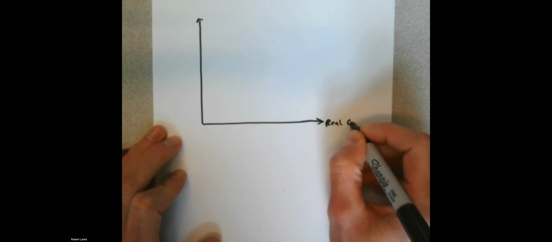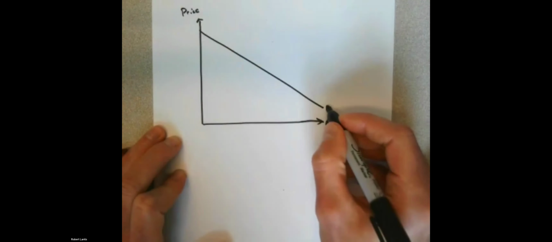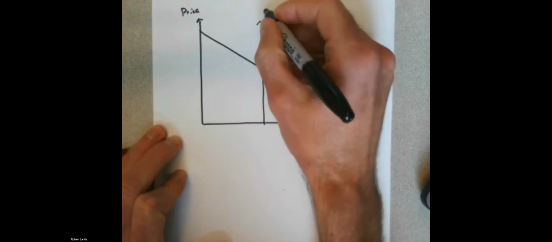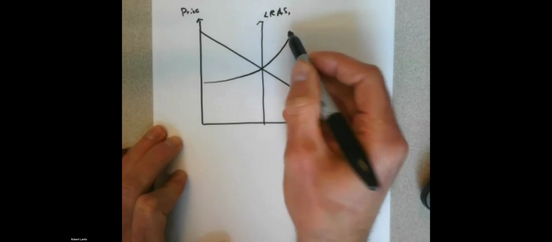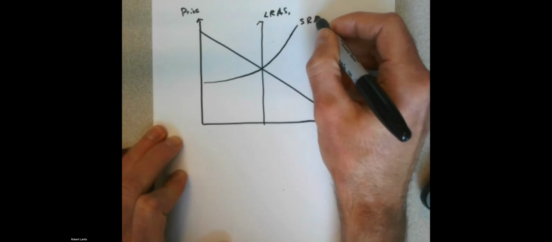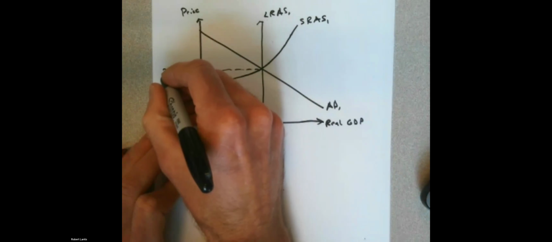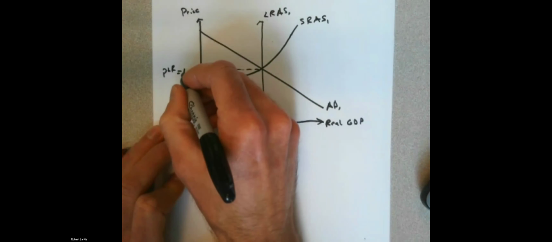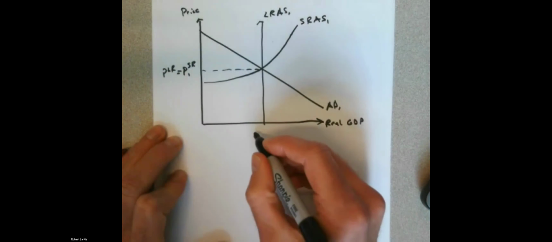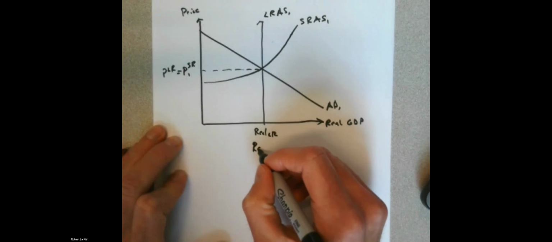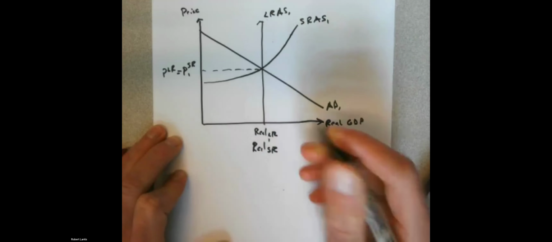I've got real GDP here. I've got prices here. Got my initial aggregate demand. I've got my initial long run aggregate supply. I've got my initial short run aggregate supply. My starting long run and short run price are right here, and my real GDP in the long run and my real GDP in the short run are right here.